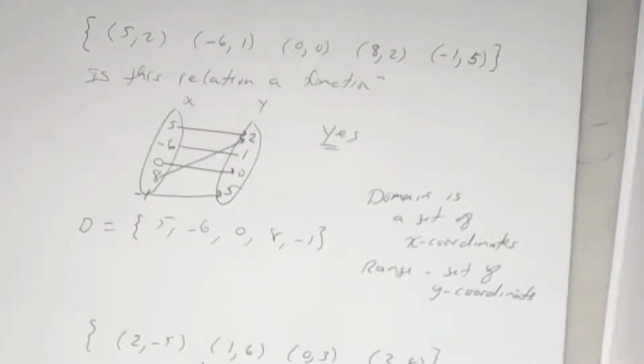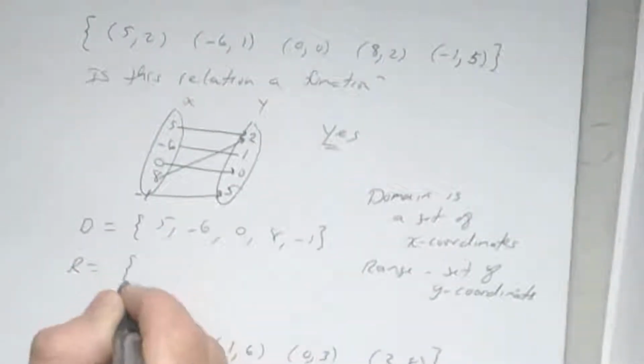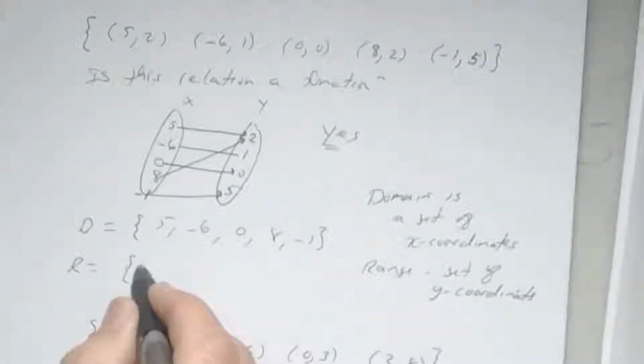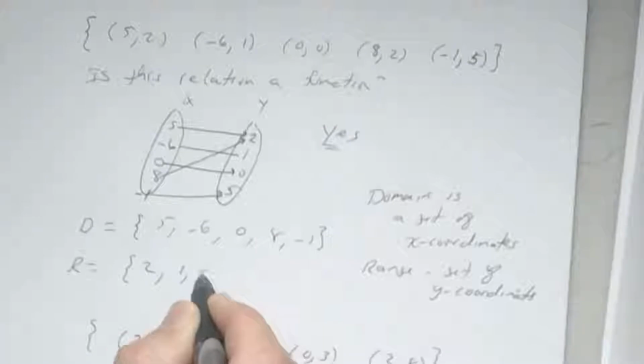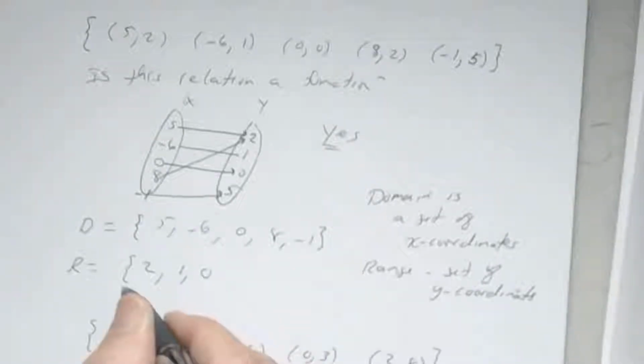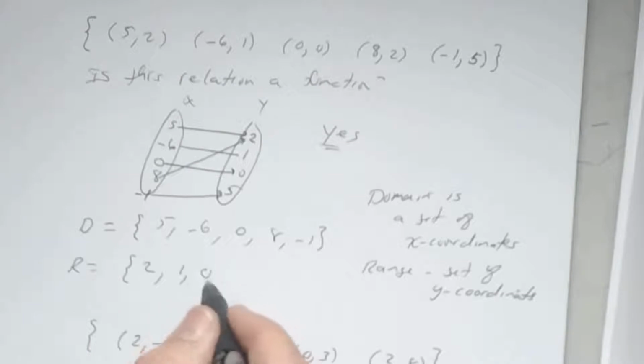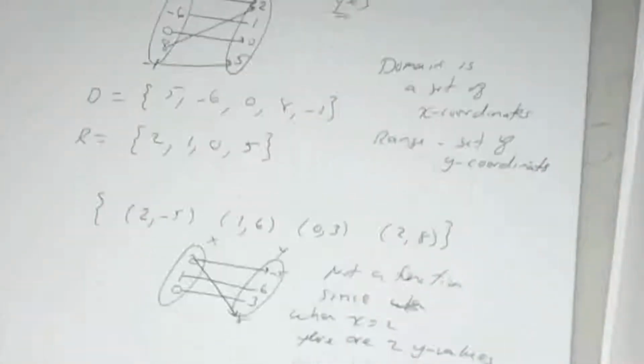So your range, you can say R equals a set, open brace. What are your y coordinates? 2, 1, 0. 2 already have. Oh yeah, sorry, 2 already have. And then what? 5. So that's your range. So your domain is a set of x coordinates. Your range is a set of y coordinates. Okay? But remember, and some of you are going to forget this, you're going to list 2 twice there. It should only be listed how many times? Once.